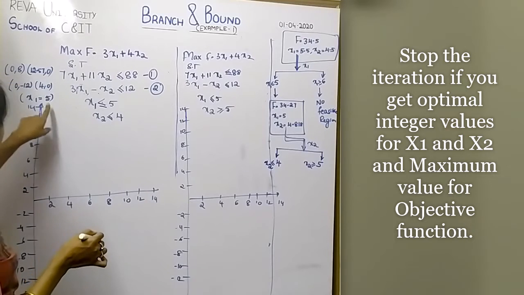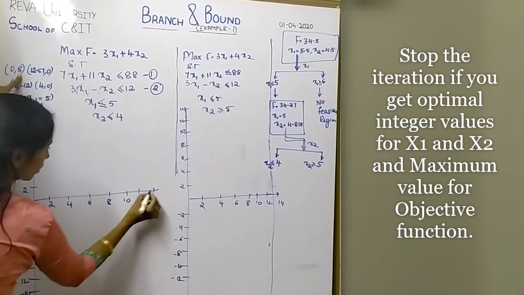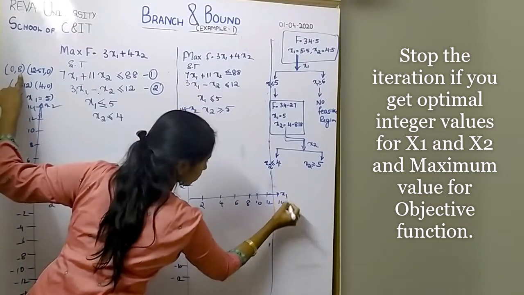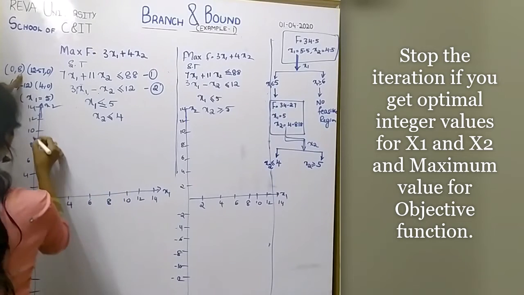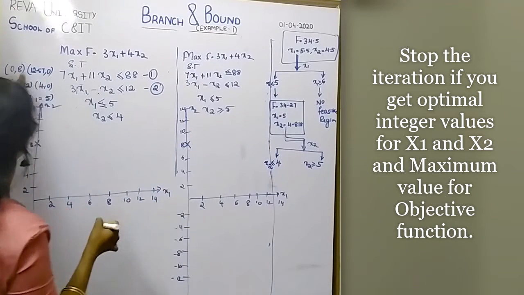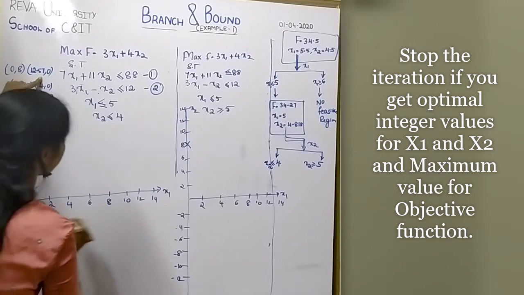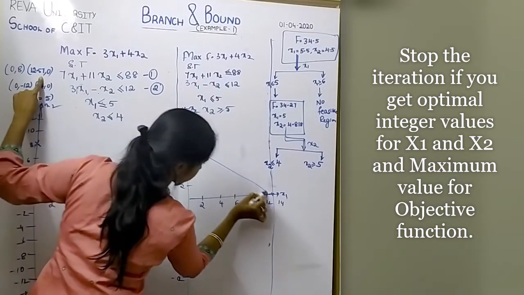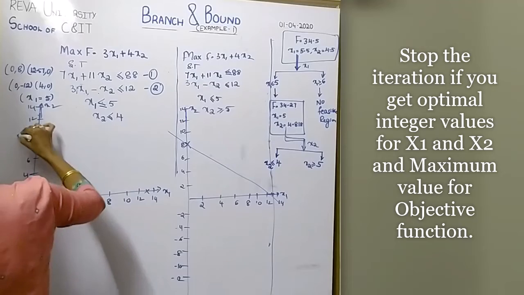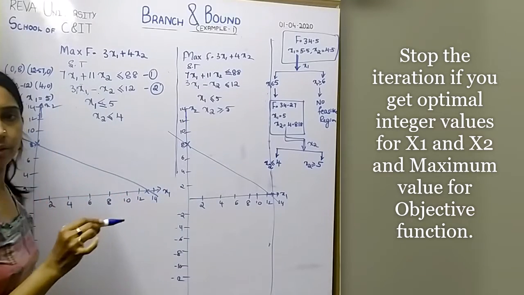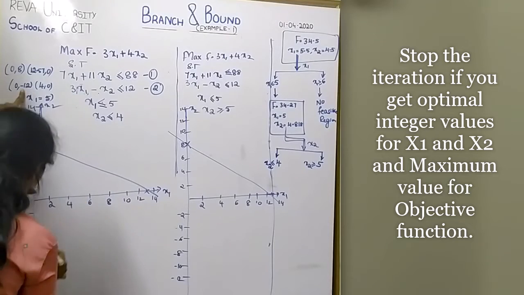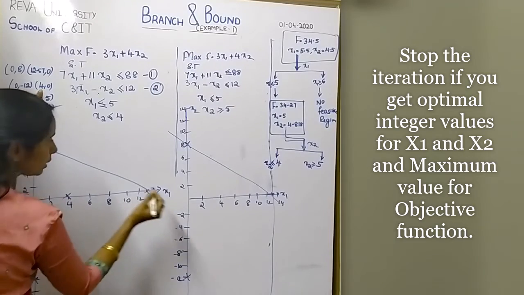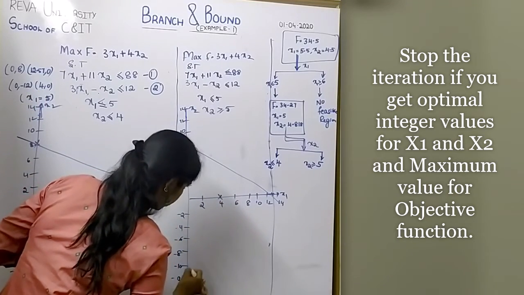What are all the points here? 0, 8. This is your x1, this is your x2. 0, 8 is here. 12.57, it's almost 13, 0. 13, 0. So join this. Join this. Then 0, minus 12. Minus 12 is here. 4, 0. 4, 0 is here. So join this.